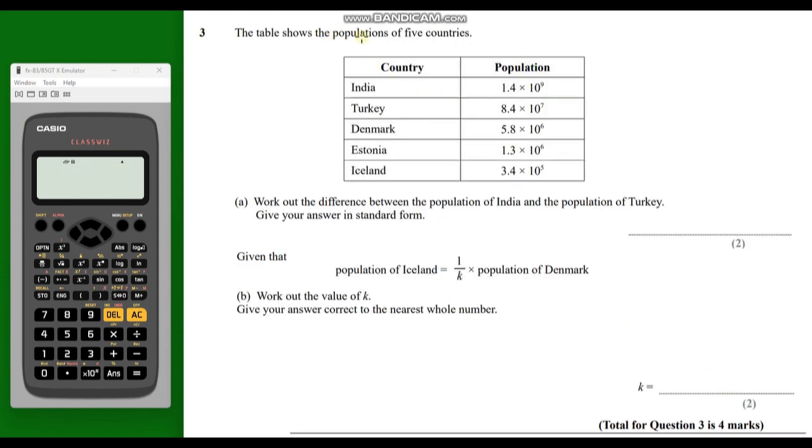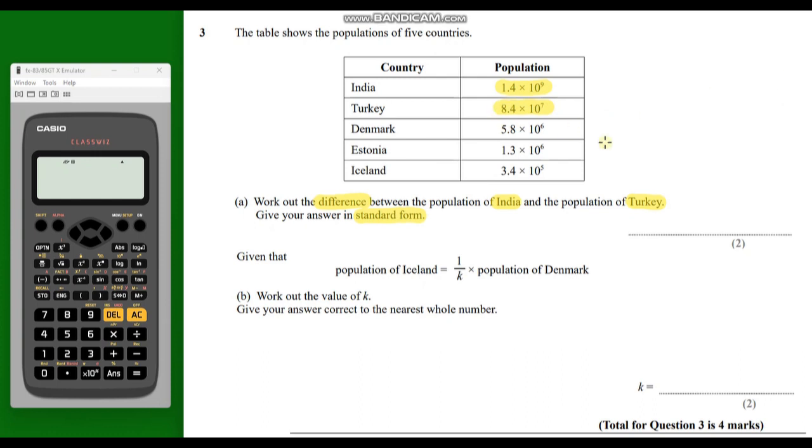Question 3. The table shows the populations of 5 countries. Work out the difference between the population of India, which we can see is this population here, and the population of Turkey, which is this one here. Give your answer in standard form. So we're just going to subtract one of these from the other.